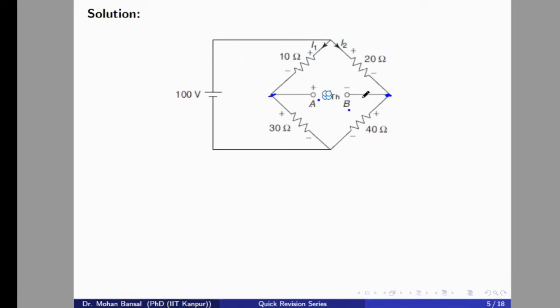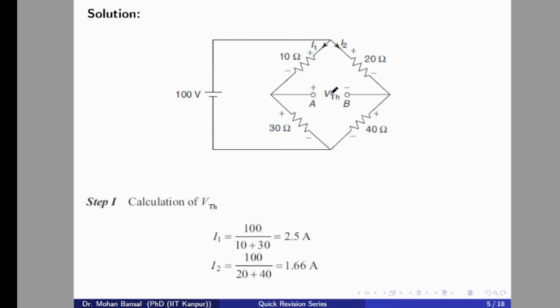And here we can see that this is the open circuit. So current I1 in this branch is equal to current I1 in this branch also. Similarly, current I2 in this branch is equal to current I2 in this branch. Okay, so this current I is dividing in two parts, I1 and I2, and we can easily find out I1 is equal to voltage across these two resistors divided by the sum of these two resistors, because these two are in series. 10 ohm and 30 ohm both are in series because this is the open circuit. So I1 will be 100 divided by 10 plus 30, and I2 will be 100 divided by 20 plus 40.